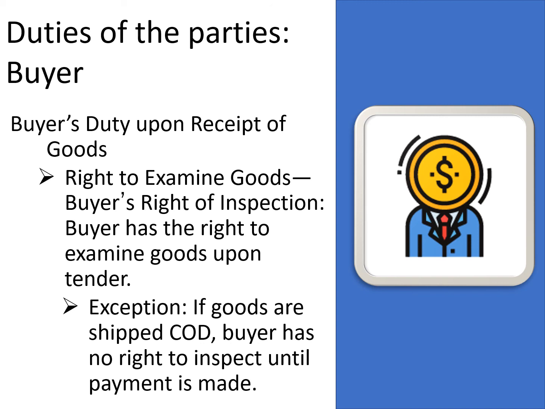The only instance in which the buyer does not have a right to inspect the goods before actual receipt of them or paying for them is in a situation where the goods are shipped COD, cash on delivery. In that instance, COD, what that means, cash on delivery, is that the buyer must pay for the goods before they can actually accept them and examine them. But after the buyer pays for them, they can inspect them then, and if there's a problem, they'll be able to send them back in the manner we're about to discuss.